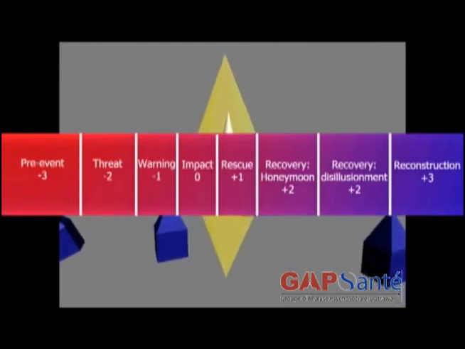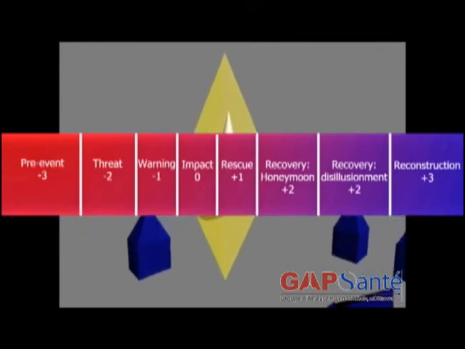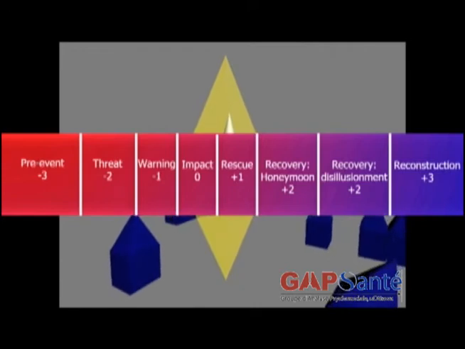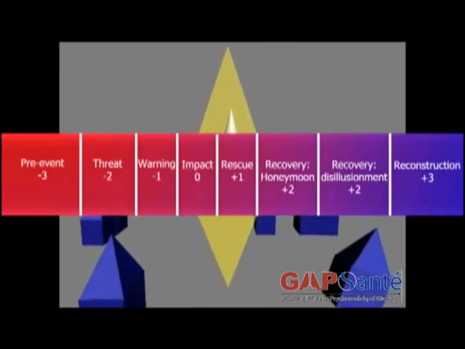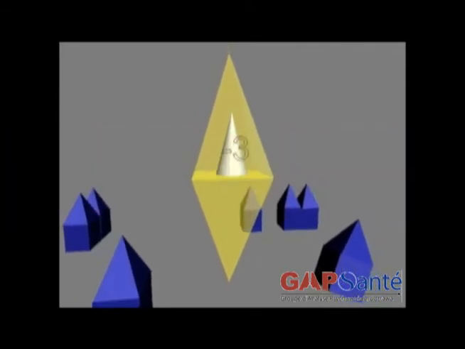0 is impact phase, and +3 is the reconstruction phase. Time phases are situation-specific and fade in and out of each other. They do not have discrete start or stop points.